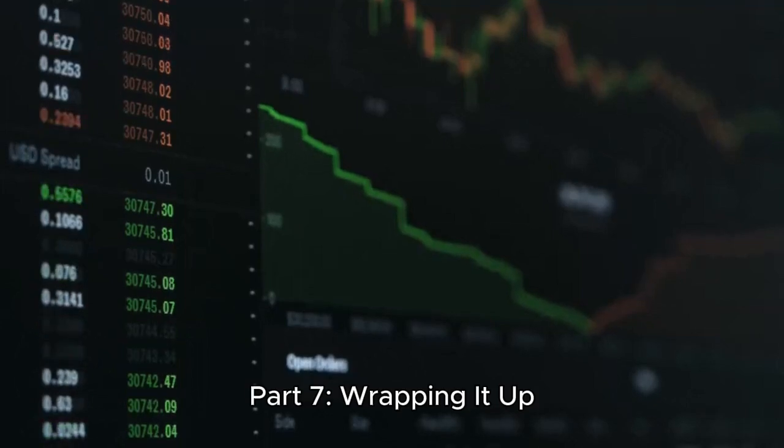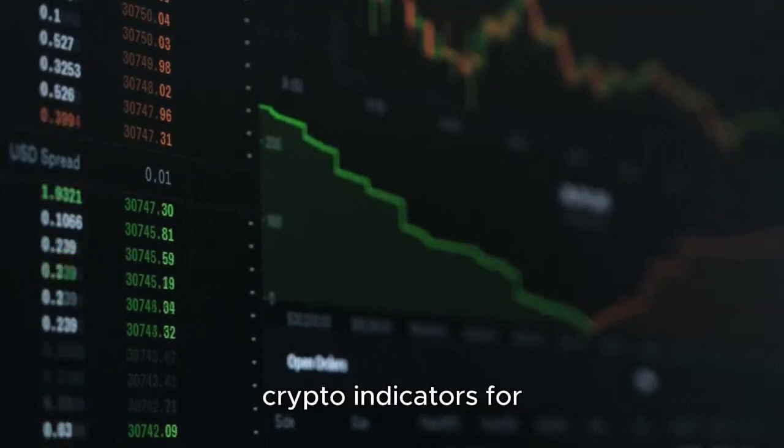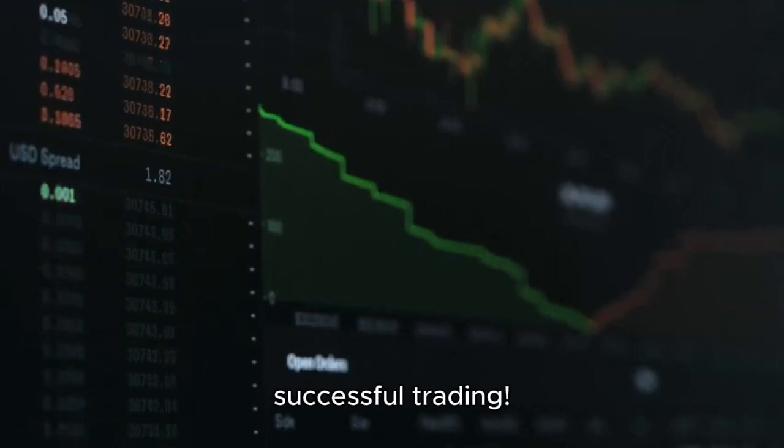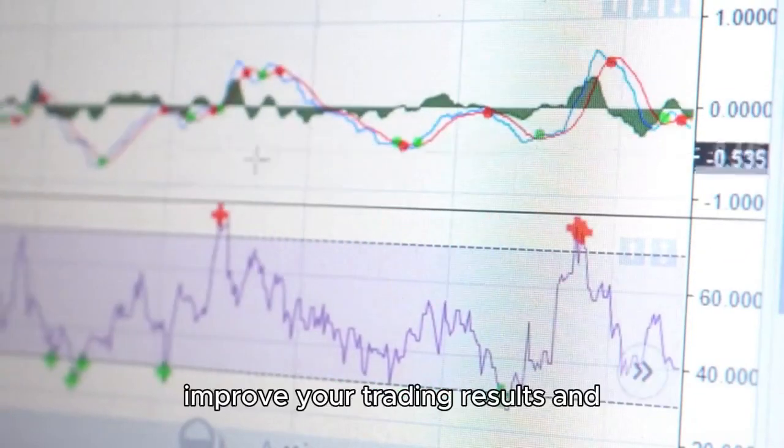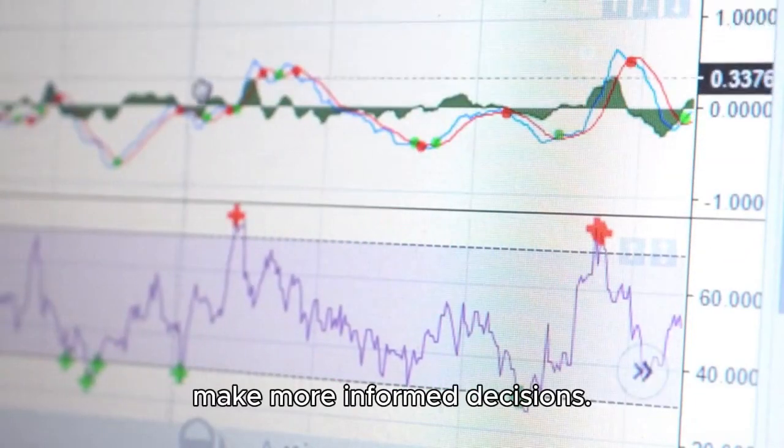Part 7. Wrapping it up. That's a wrap on the best crypto indicators for successful trading. By combining these tools with a disciplined approach, you can improve your trading results and make more informed decisions.